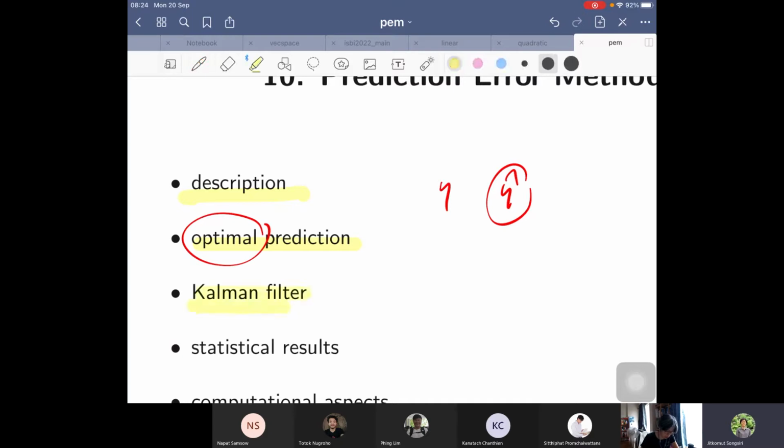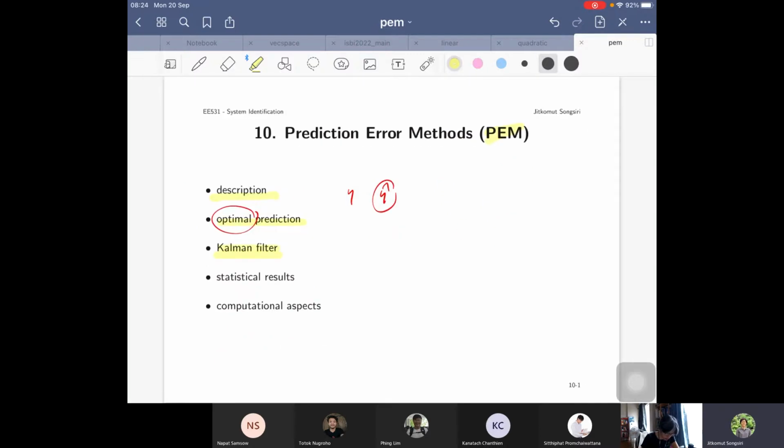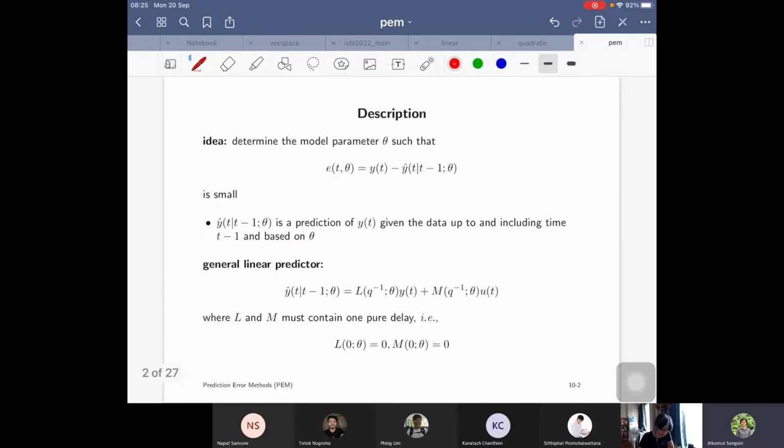The concept of PEM can have one example as a Kalman filter. Kalman filter is a linear estimator that is derived based on the state space equation. We'll also talk about the statistical properties of the PEM estimate, and we'll show you some numerical results. I think this video clip would cover only two topics, the definitions and the optimal predictor.